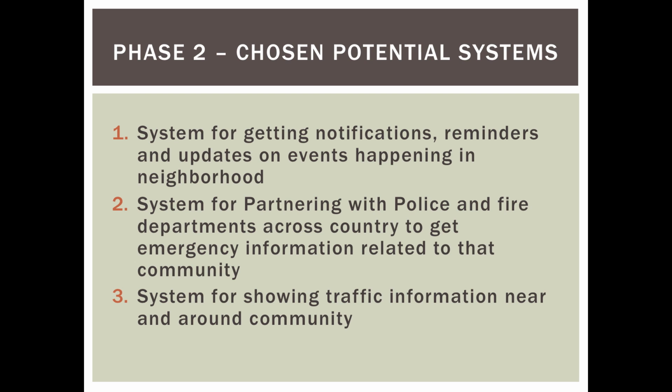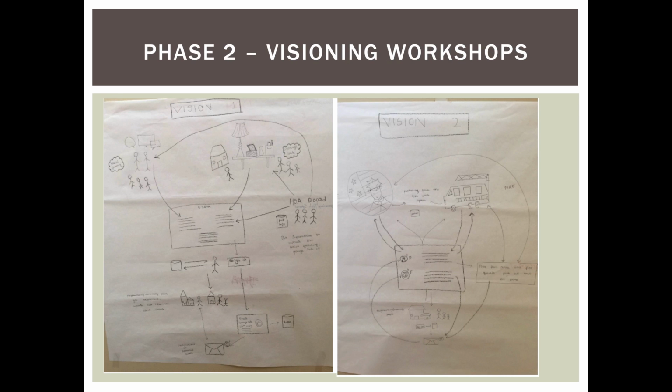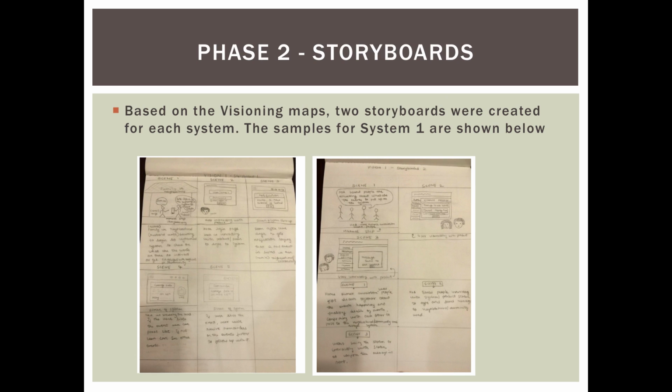And the second system was a system for partnering with police and fire departments across the country to get emergency information related to that community. And the third system was a system for showing traffic information near and around the community. And this was the visioning for the three systems. Based on the visioning maps, two storyboards were created for each system. The samples for system 1 are shown here.